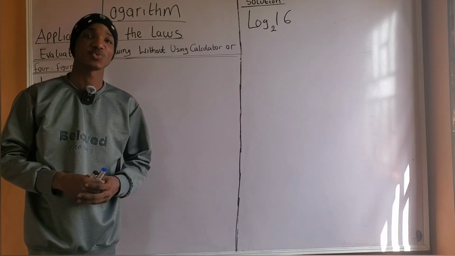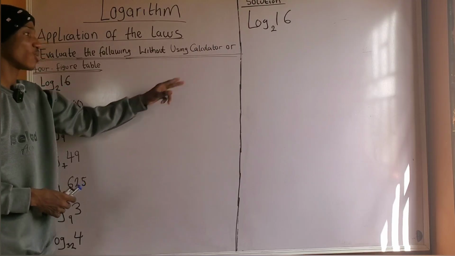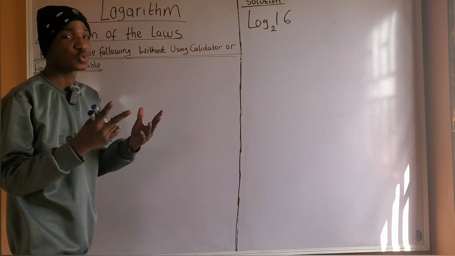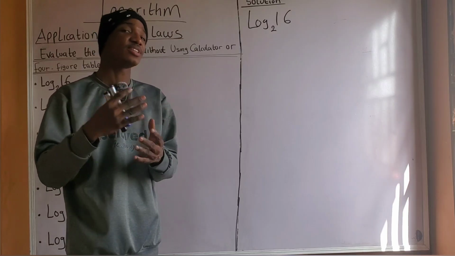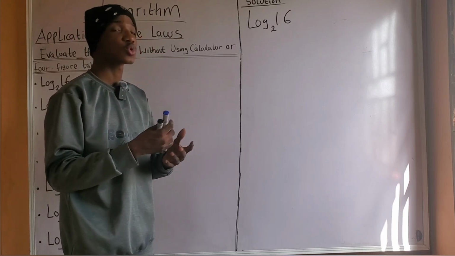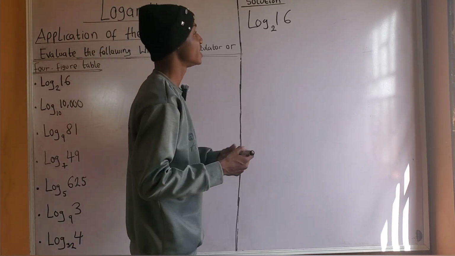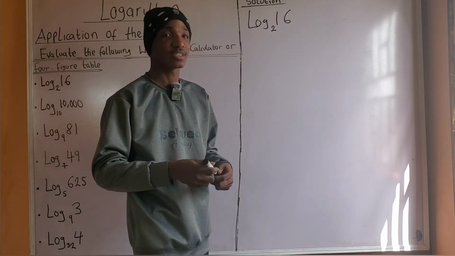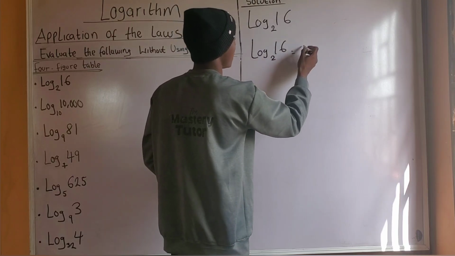Let's consider the question that we have on the board. We are asked to evaluate the following without using calculator or four-figure table. The first question we have, log 16 base 2. You can approach this question in two ways. The first way is to use the index form of logarithm, just like we did in the previous example, or you make use of the log of a power. For this, I'm going to make use of the index form of logarithm, and to do this, I'm going to set this logarithm equal to a letter. So let log 16 base 2 equal x.